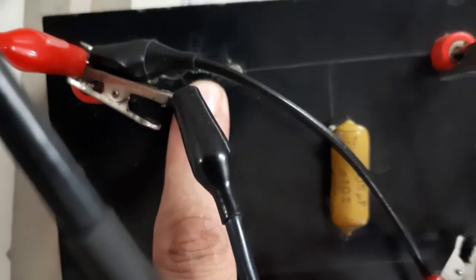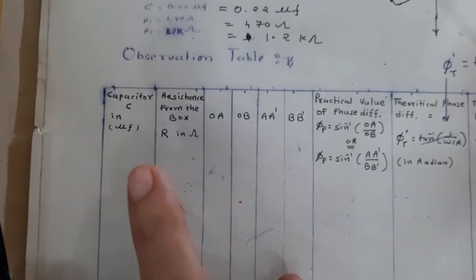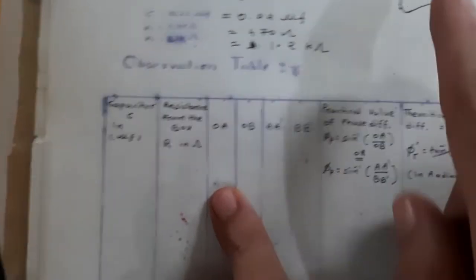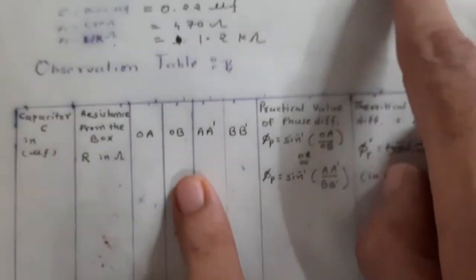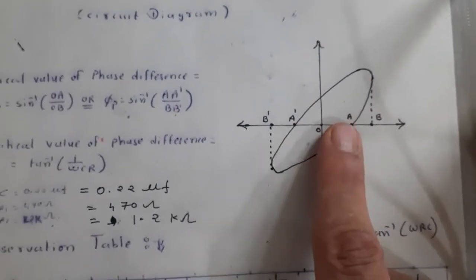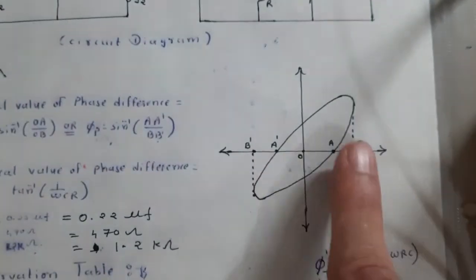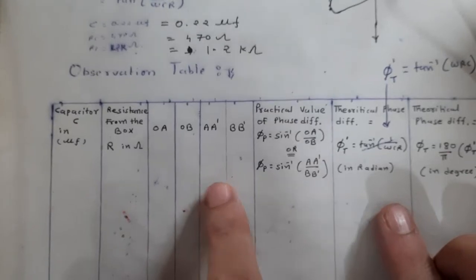Find out the value of R. You use the digital meter to find the value of R, or the color code, the color of the strips on the resistance. Write it down here. Then find out OA, this is your OA, x-axis distance. Find OB, the O to B distance. AA dash, this is your AA dash. Find this distance. BB dash, find this distance. In this way, with the help of the CRO screen, you find OA, OB, AA dash, BB dash.